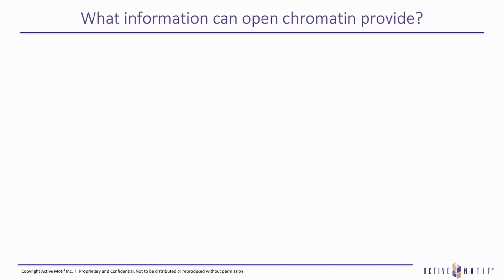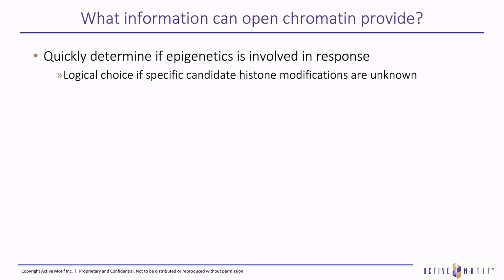What kind of information can examining open chromatin provide? Some examples include that it allows you to quickly determine if epigenetics is involved in a response. If you don't have a candidate histone modification or a known transcription factor to examine, it is the logical choice to get a lay of the epigenetic landscape.